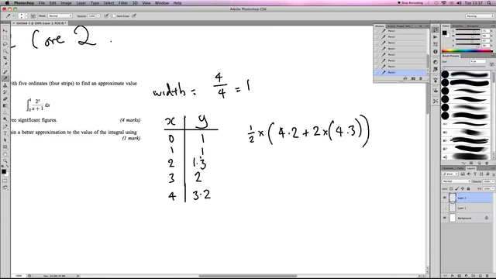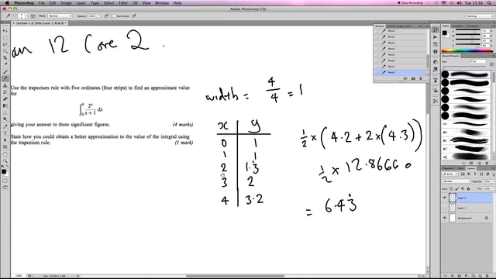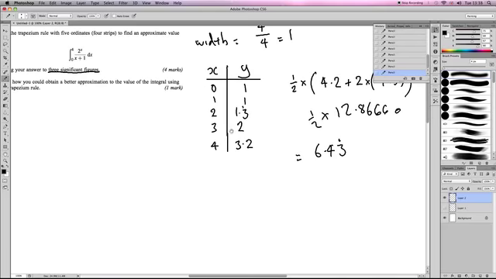So it's 4.2 plus 2 times, alright, my button wasn't working. And just to be safe, I'll type it out: 1 plus 1.3 recurring plus 2. And then check that out. So I've got 12.86 recurring, and then I need to times that by half. So times by 0.5, and I get the answer of 6.43 recurring, and it wants us to give 3 significant figures. So my answer is going to be 6.43, and I'll leave it at that.